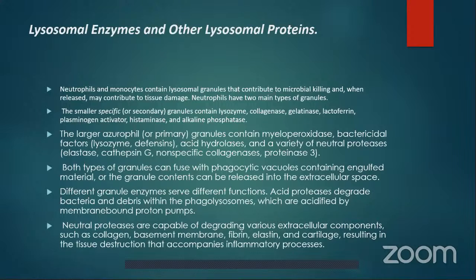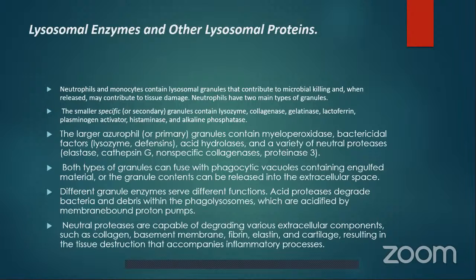Lysosomal enzymes and other lysosomal proteins. On a broader sense, we learned how phagocytosis happens with the reactive oxygen species and the nitric oxide. Now, apart from these two, there are also certain other lysosomal enzymes and proteins which will contribute to the killing of the offending agent. Let's list them.